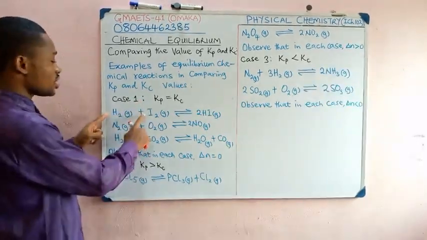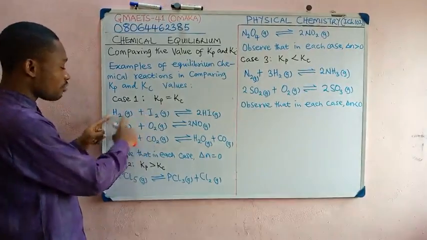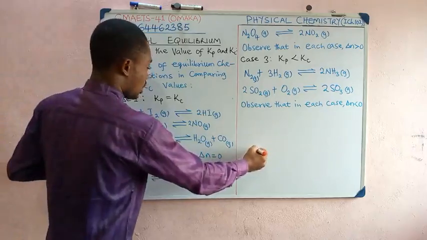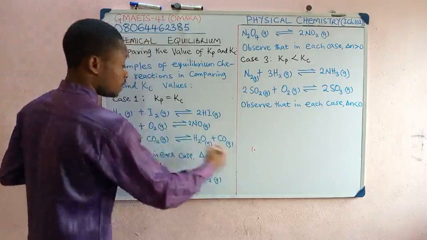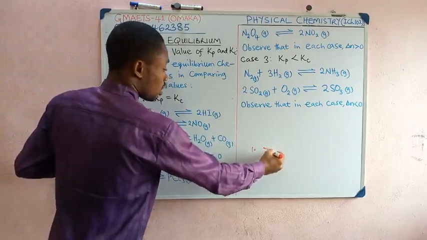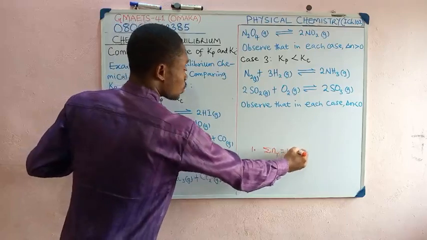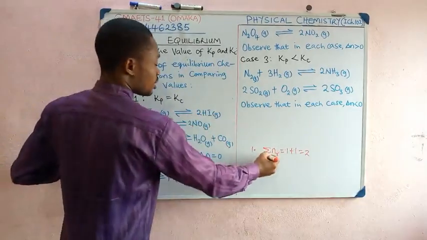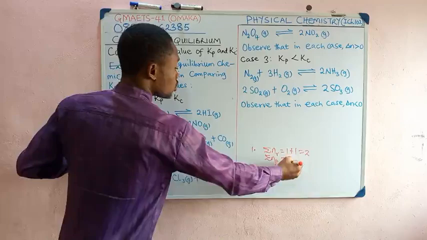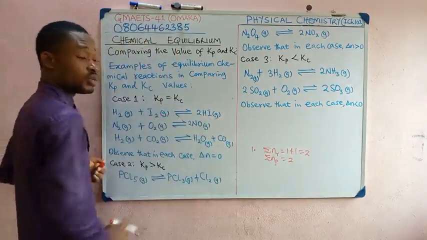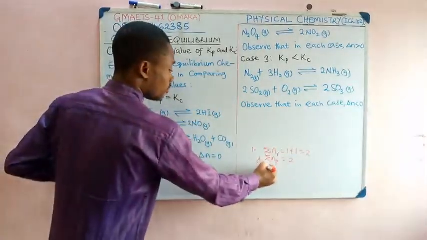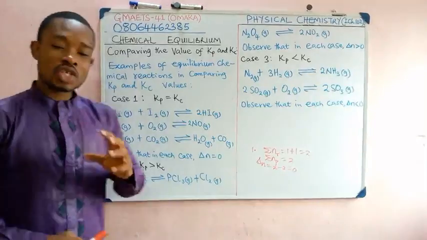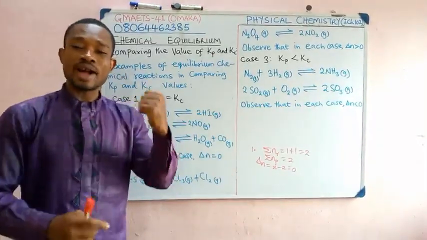Now you notice that for the reactant, the sum number of moles will be 1 plus 1, which is 2. Then look at the product formed. You would notice that the sum number of moles of the product is equal to 2. We have only one compound here, which is 2 moles. So you see clearly that change in number of moles is now equal to 2 minus 2, giving us 0.